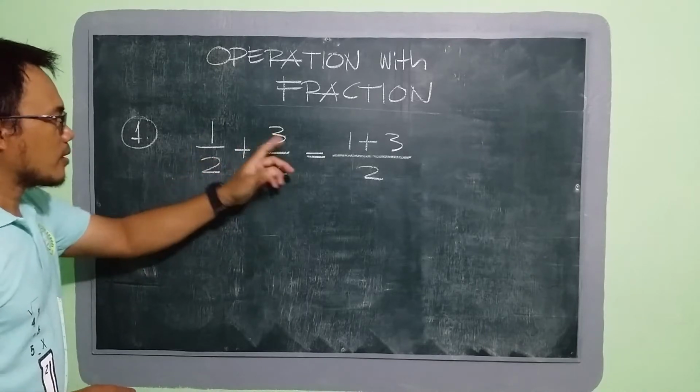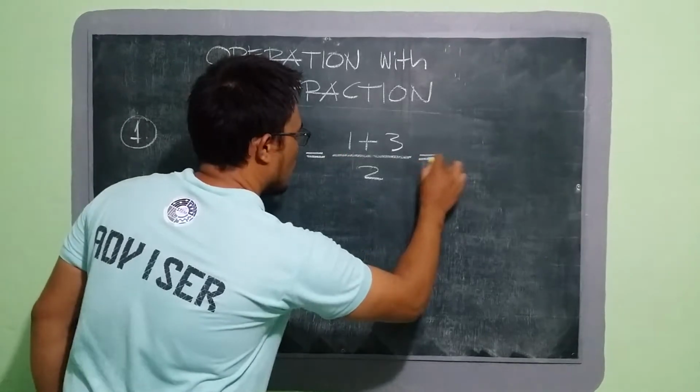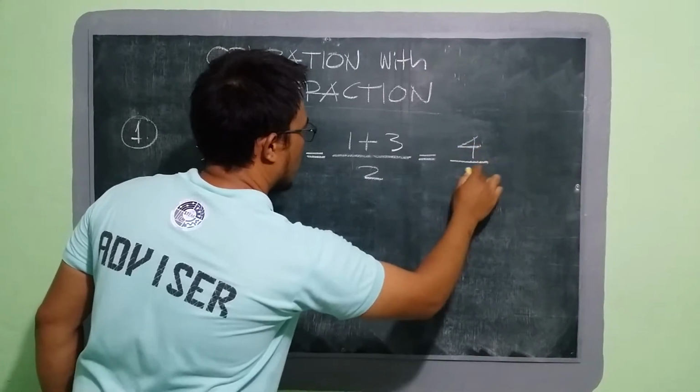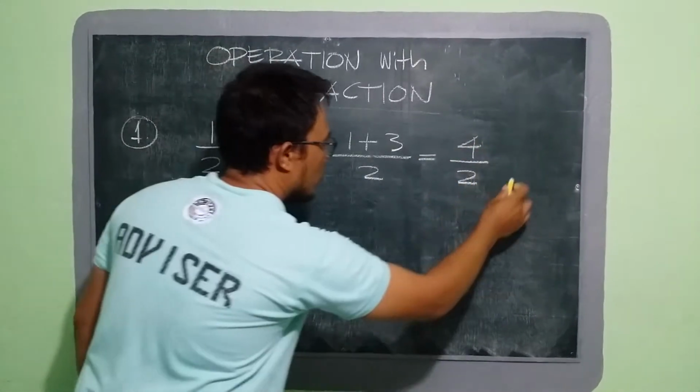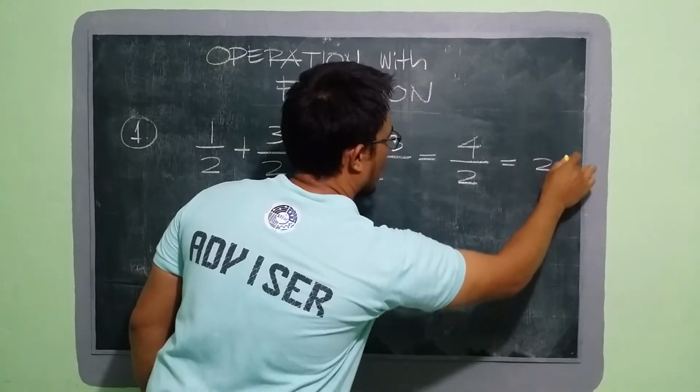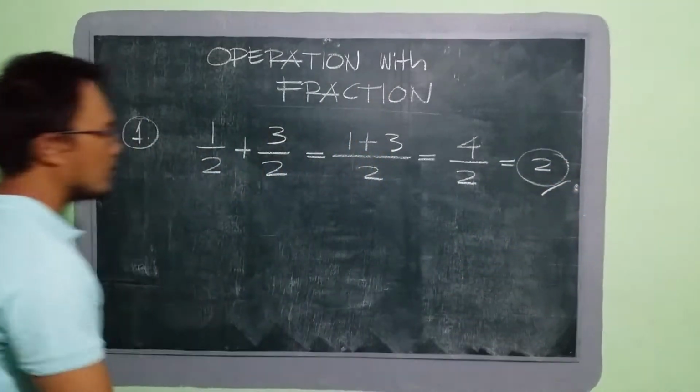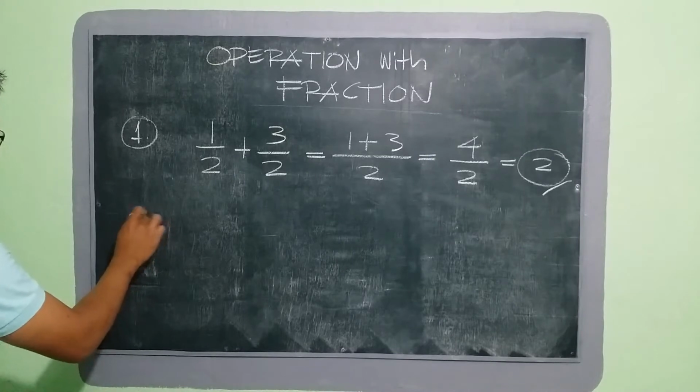Okay, so we have 1 plus 3, that is equal to 4 over 2, which is simply 4 divided by 2, that is 2. Okay, another example.